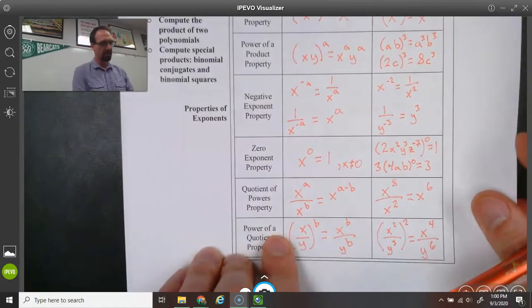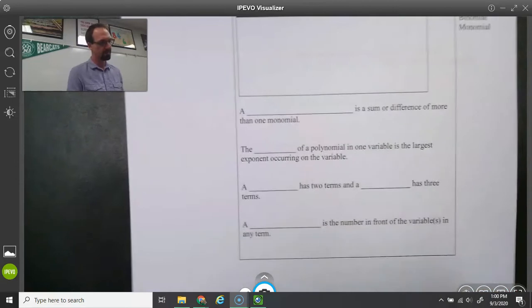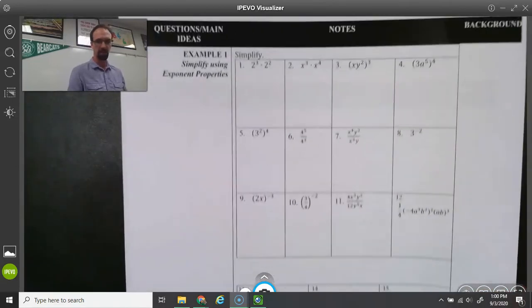So these are the properties, these are the names of all of those. We'll jump in the next video and we'll go through and simplify.